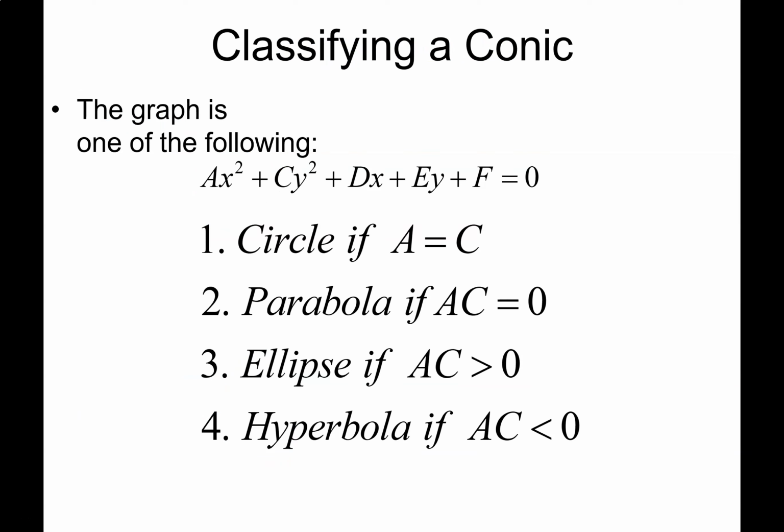So things to also consider for a circle. A circle, it would be a circle if a equals c. Parabola, if a times c would be 0. For an ellipse, a times c is greater than 0, so positive. Hyperbola, a times c is less than 0, so negative.